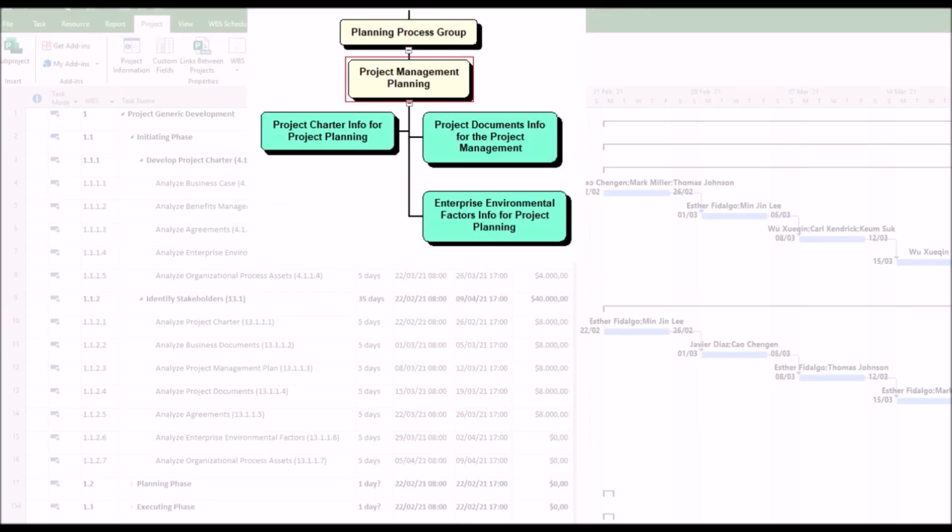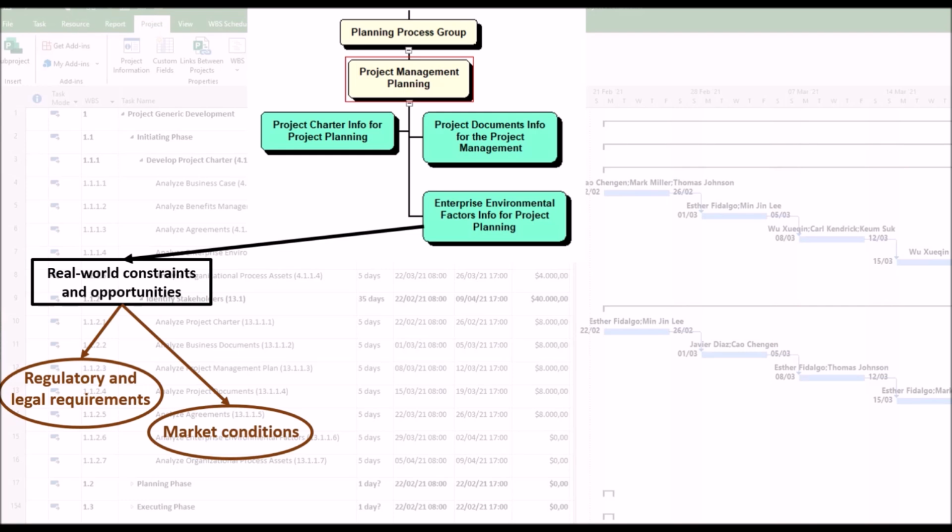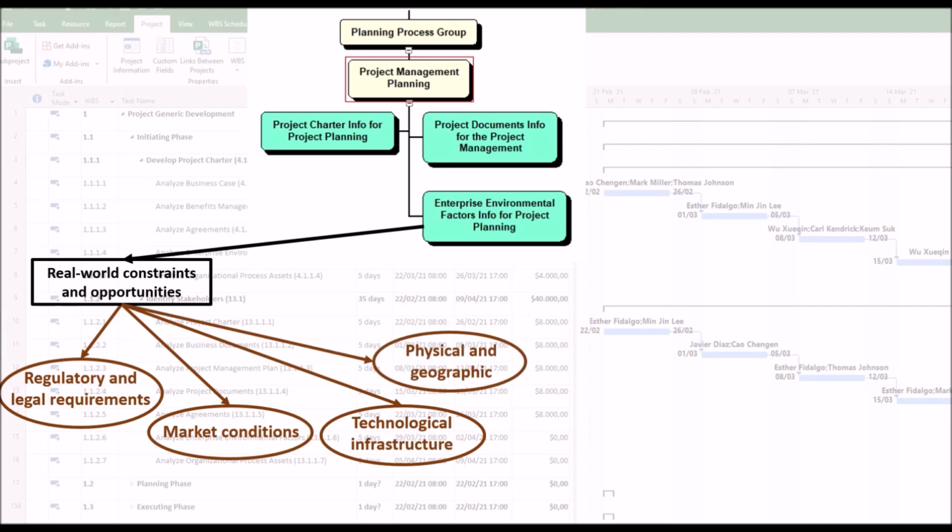1. Provide real-world constraints and opportunities. Enterprise environmental factors define the environment in which the project operates, including regulatory and legal requirements, such as industry standards and government regulations, market conditions, such as competition and economic trends, technological infrastructure, such as available software and IT systems, physical and geographic factors, such as remote work policies and site location constraints. As an impact, the project management plan must comply with these factors to avoid risks such as legal penalties and inefficiencies.